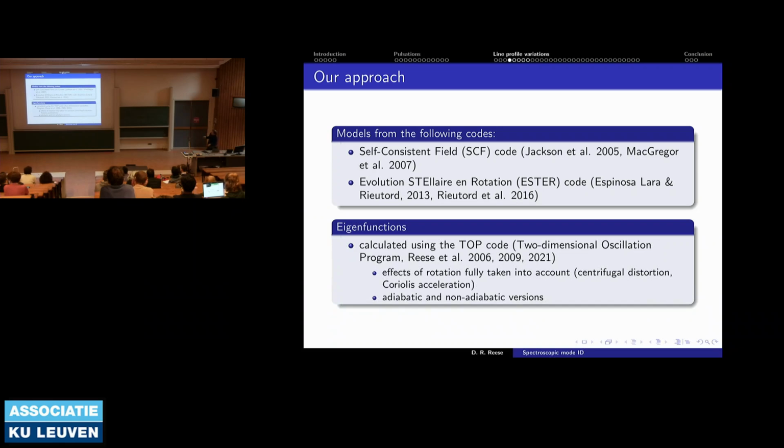And there, we're starting to be able to include the effects of evolution. I won't have any line profile variations for evolved stars, but it is something that's coming along. Okay. For the eigenfunctions, I'll use pulsation modes calculated using the TOP code, which is a code I've developed, and which fully takes into account the effects of rotation. And I'll have a mixture of results from adiabatic and non-adiabatic calculations.